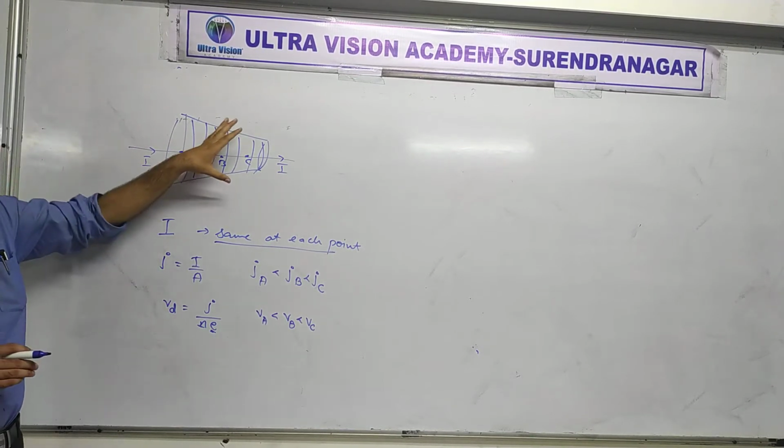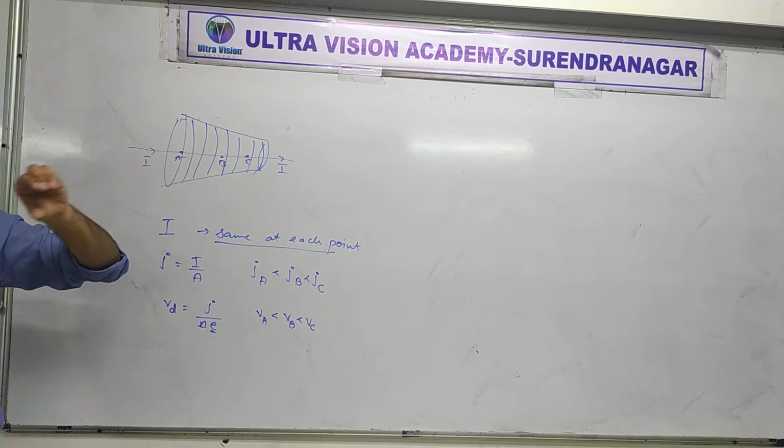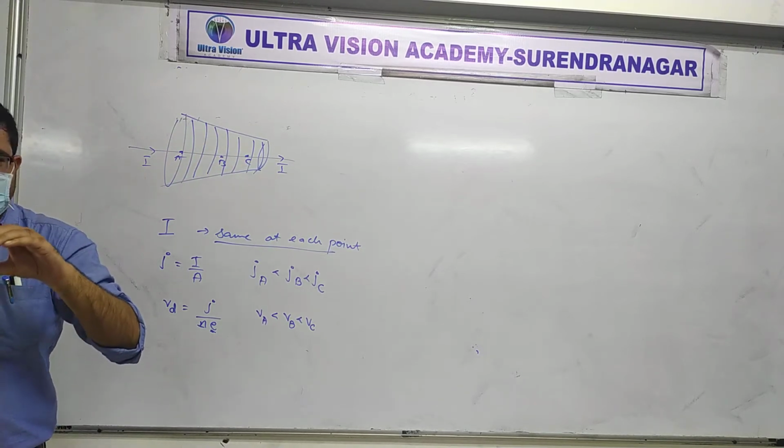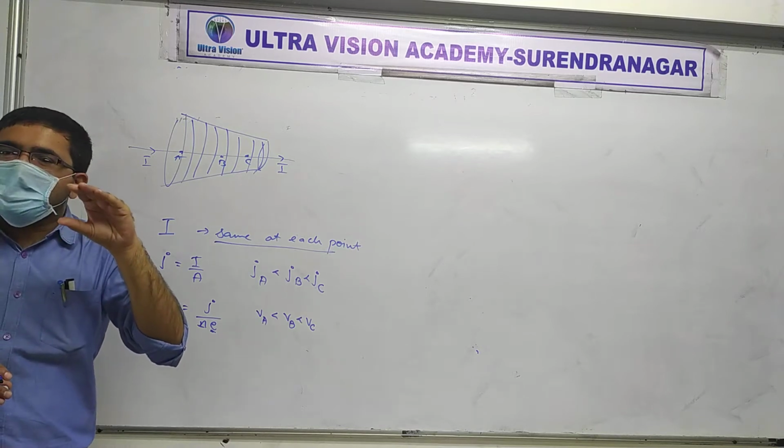At C. Because here the charges have to flow through smaller area. Listen to this carefully. Charges have to flow through smaller area.